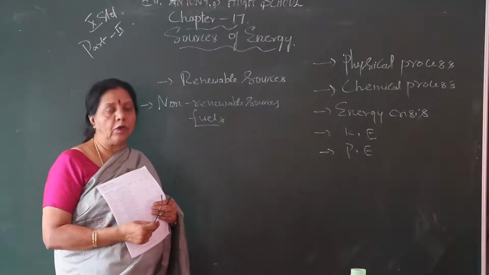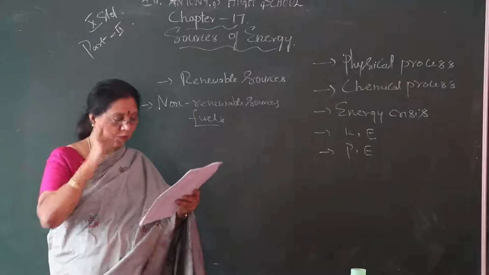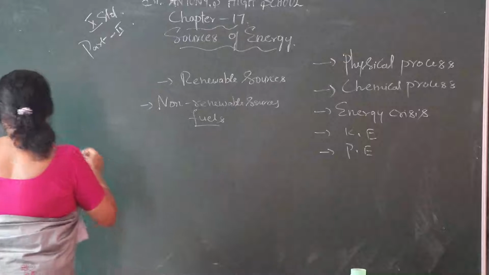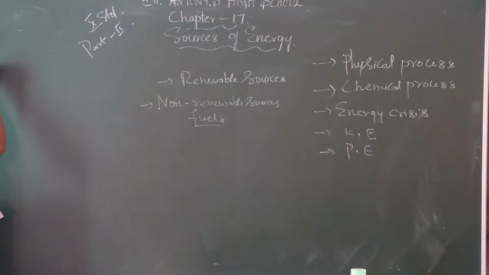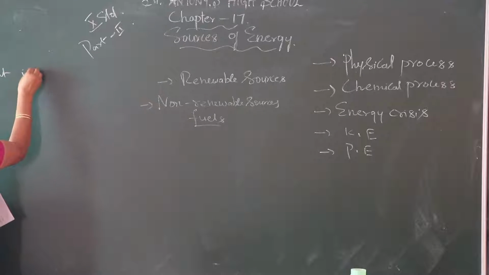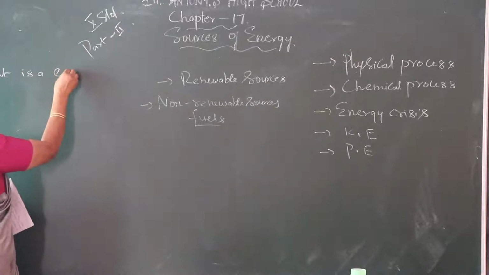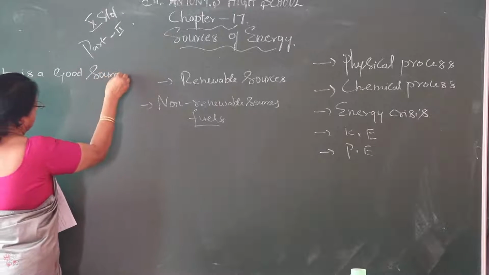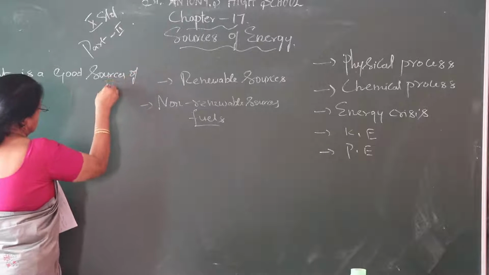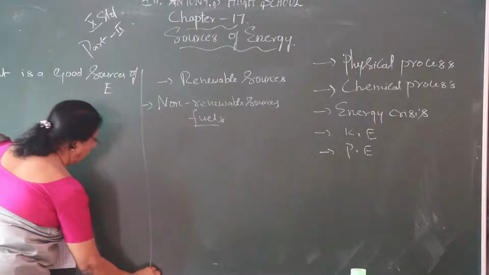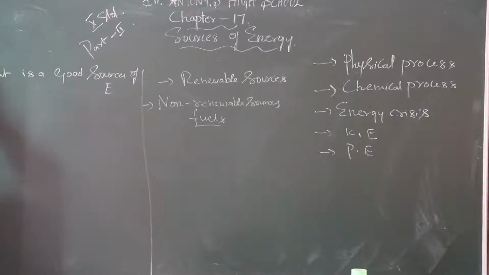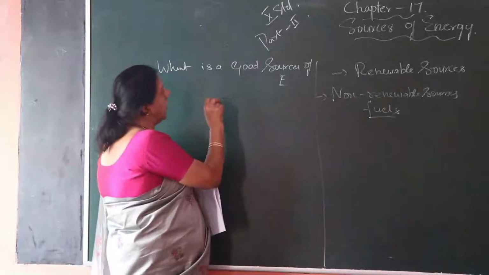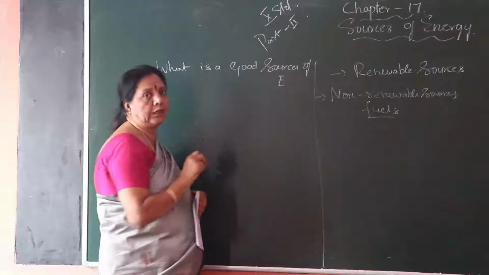Okay, children. Now let us pass on to your textbook. They have given what is a good source of energy. What have they given, children? About good sources of energy. Okay, children. So we have it. They have given an explanation citing what is a good source of energy.